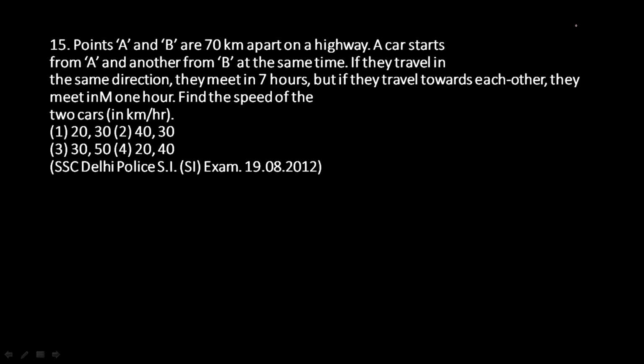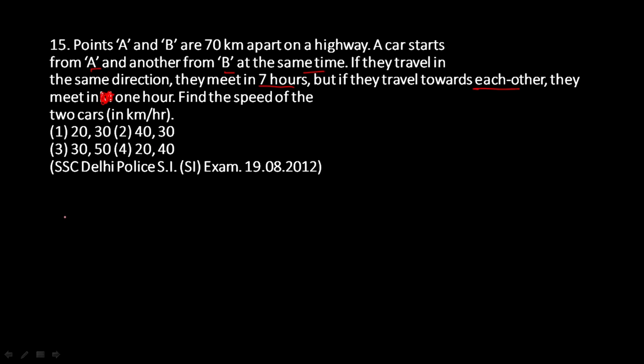Points A and B are 70 km apart on a highway. A car starts from A and another car from B at the same time. If they travel in the same direction, they meet in 7 hours. But if they travel towards each other, they meet in 1 hour. Find the speed of the two cars. So how do you solve it? It is a simple process.